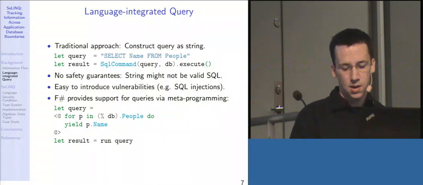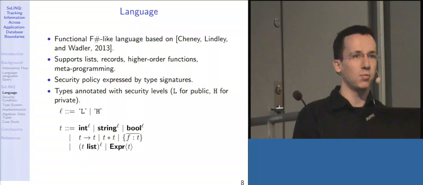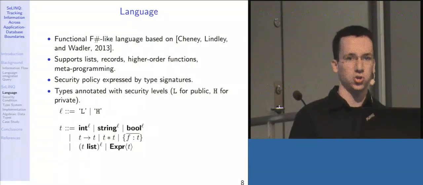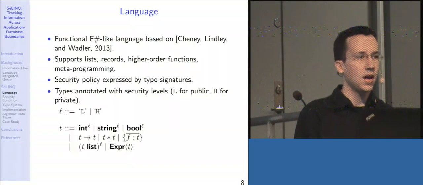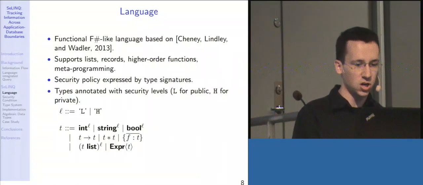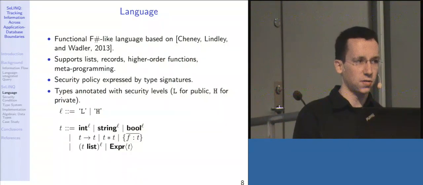That way you can ensure that it's well typed and syntactically correct, or you can sanitize user input properly and things like that. And now our insight here is that maybe we can use the same mechanism for the outside language as for the embedded language to ensure security properties. And to demonstrate that, we have a small toy language that's roughly a subset of F#, again, based on the work from last year's ICFP. It has records and lists and higher order functions and this meta-programming facility that I just talked about.